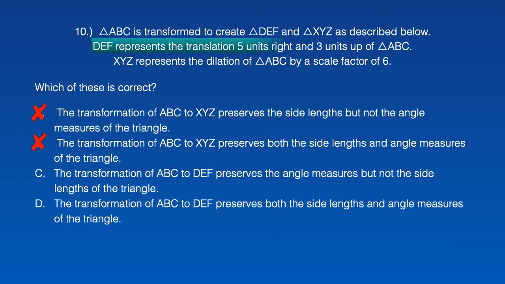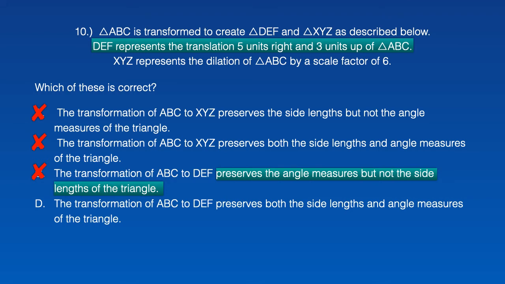Our next options are about DEF. So if we look at the question, DEF represents the translation 5 units right and 3 units up of triangle ABC. When we translate a shape, it's going to stay exactly the same in terms of its size. The size is going to stay the same and the angle measures are going to stay the same. So with that in mind, let's look at answer choice C. Answer choice C says that the transformation of ABC to DEF preserves the angle measures but not the side lengths of the triangle. That's wrong.